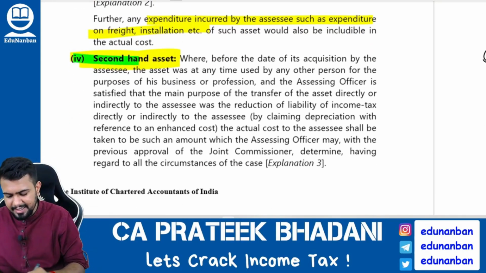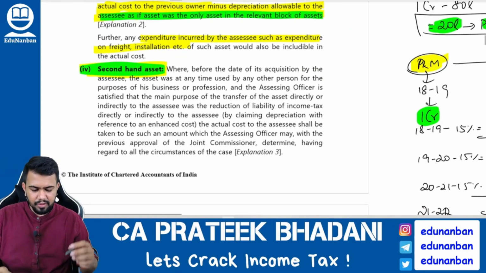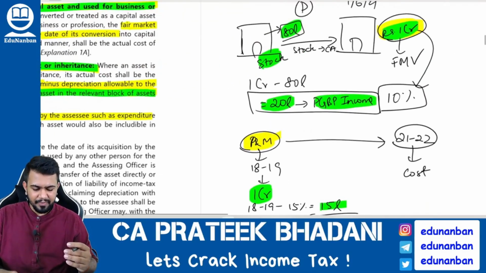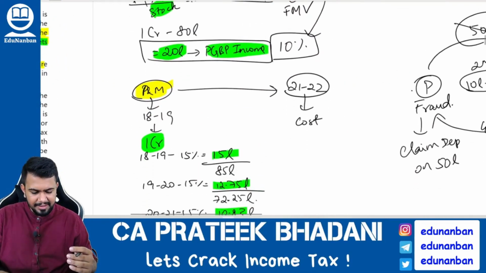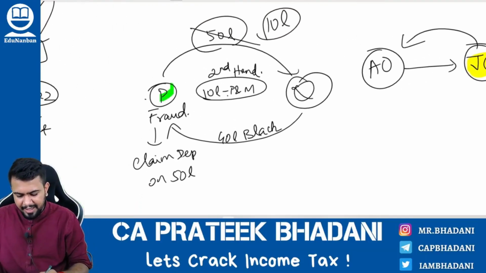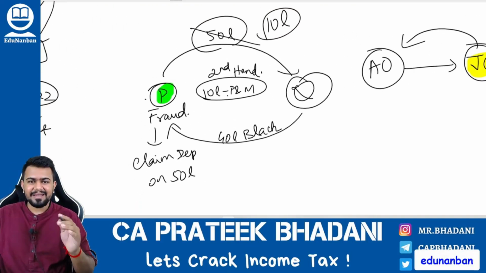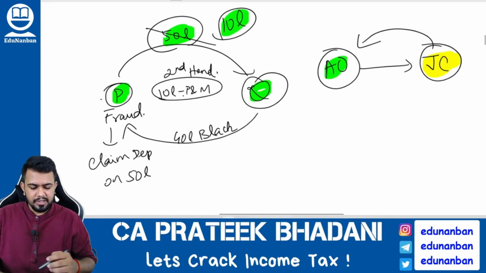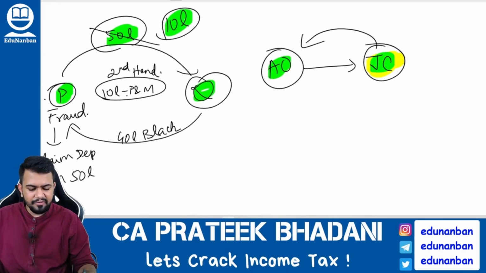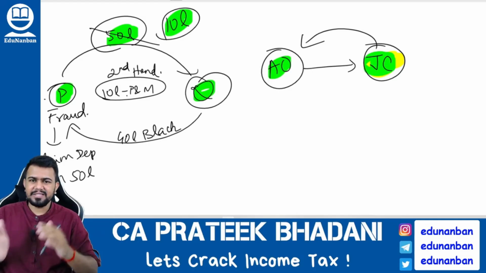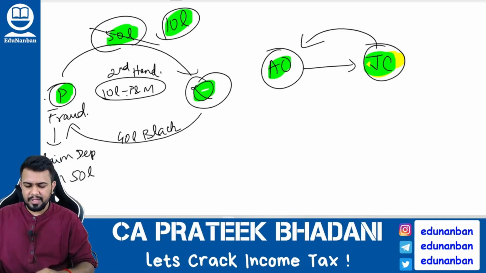Next, second hand asset. I told you in class that when I am purchasing a second hand asset, I can do a fraud. So that is why the assessing officer is having the power. So for example, if I am purchasing a second hand asset for 50 lakh rupees, but the assessing officer thinks that the value of the asset is only 10 lakh rupees, he will take permission from the joint commissioner and he will change the value of the asset from 50 lakhs to 10 lakhs if he thinks that I am doing a fraud.